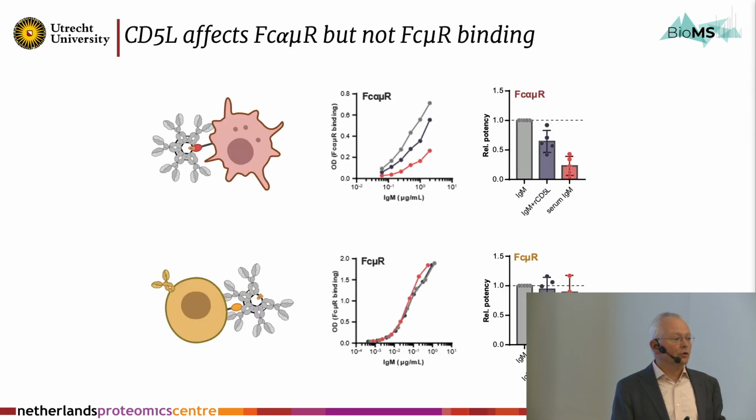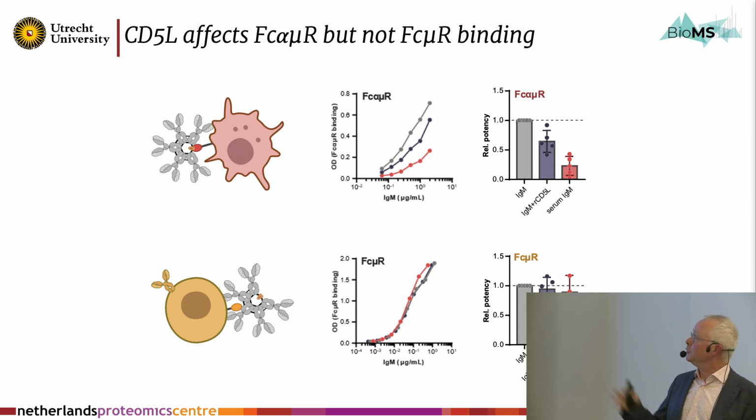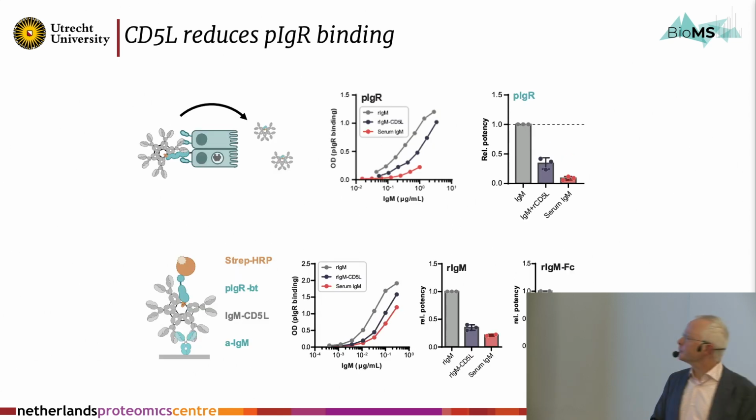But also IgM needs to bind to its receptor. There are two receptors actually, FcμR and Fcα/μR. And again, with FcμR we see no difference, but with the other receptor we really see a reduction of binding when CD5L is there. So there it may play a role. I don't have a full answer yet, but it seems that there are differences in the two molecules.